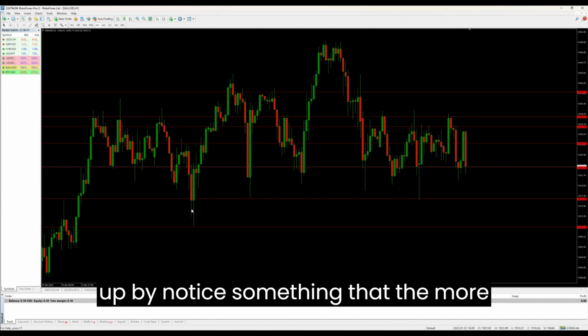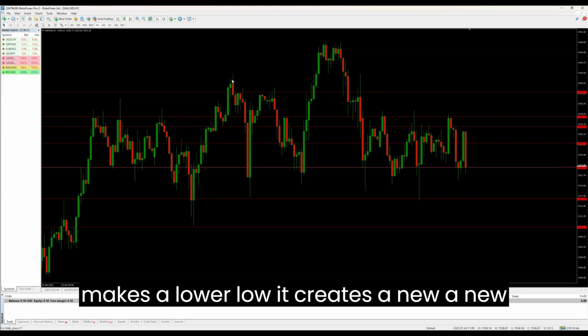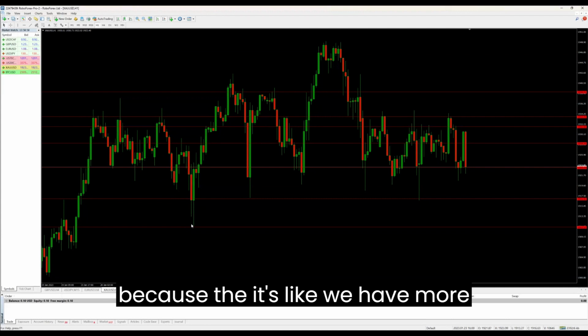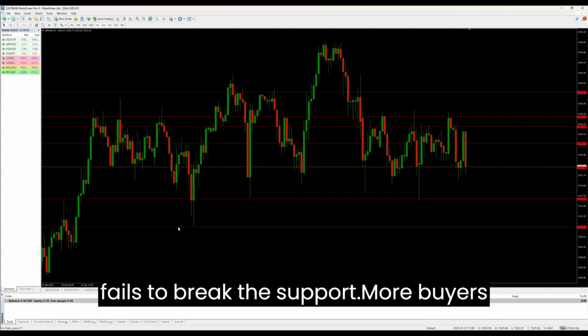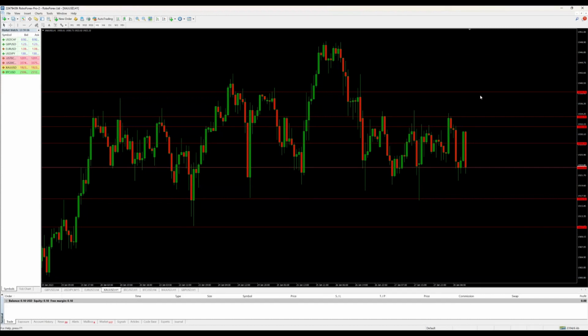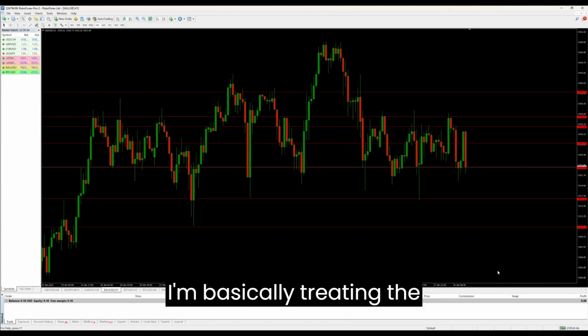But I noticed something, that the more price pulls down, when it makes a lower low, it creates a new high. Because when it fails to break the support, more buyers get in. So what you can do is buy the low and sell it at the top. I'm basically treating the consolidation.